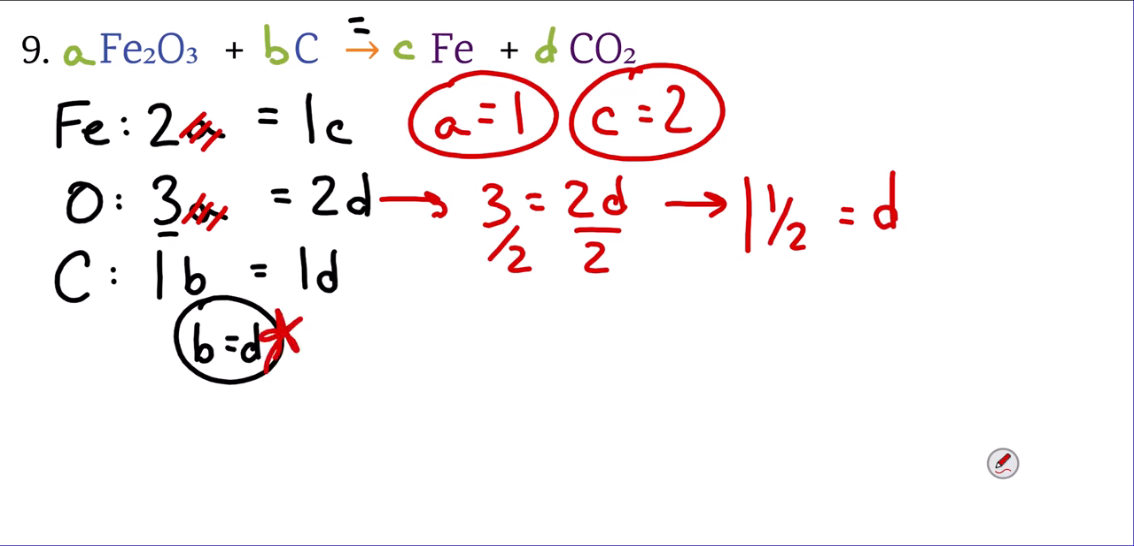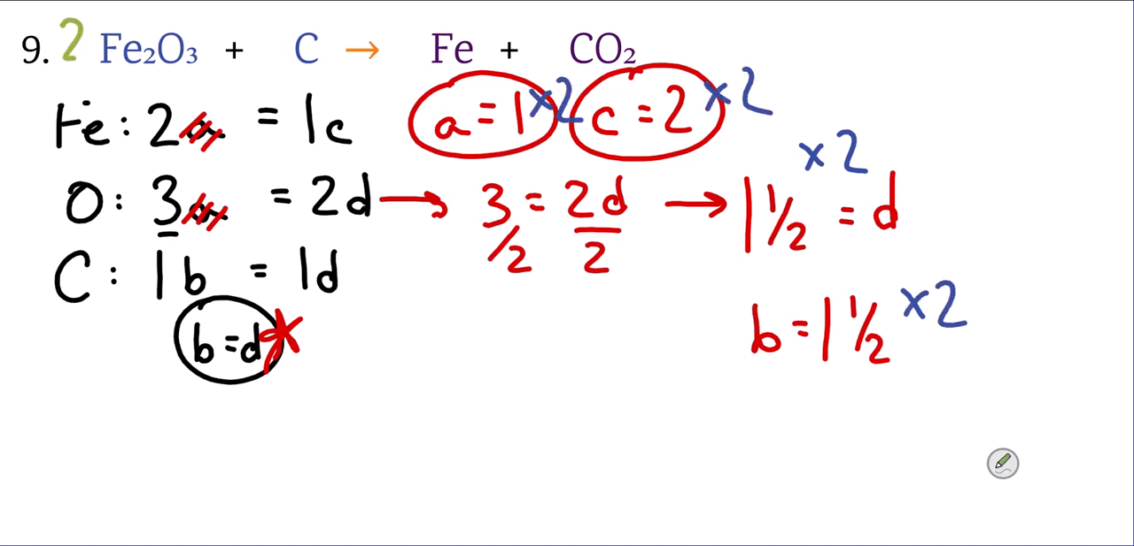We're not allowed to have halves, so we're going to double everything. In doing so, D equals 3, B also equals 3, and A equals 2, and C equals 4.